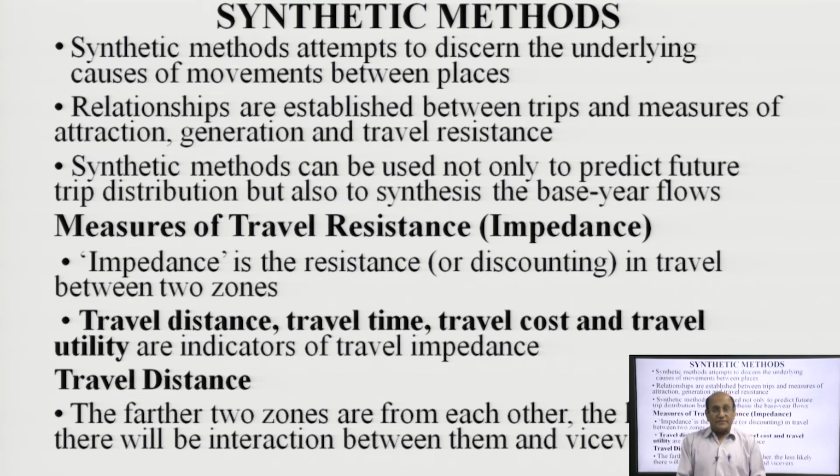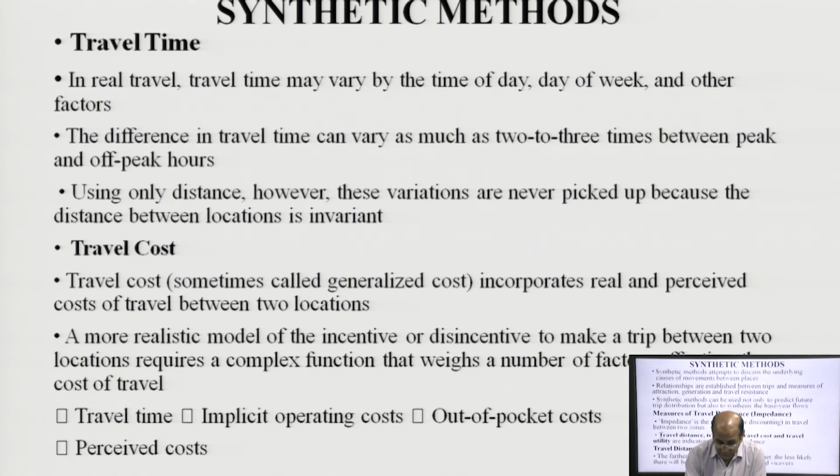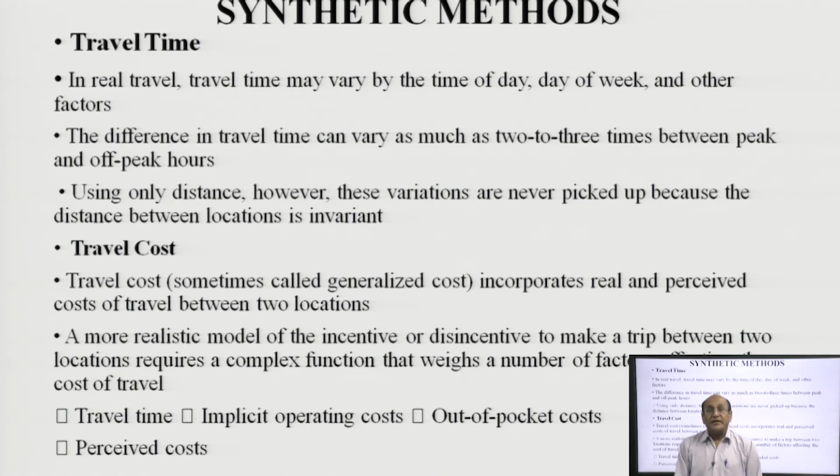Travel distance: the further two zones are from each other, the less likely there will be interaction between them. Travel time.